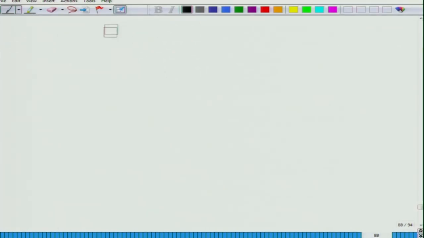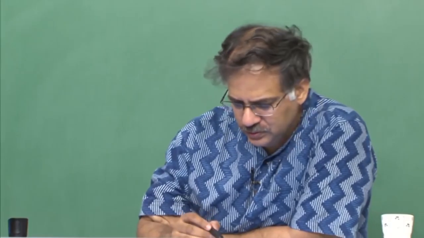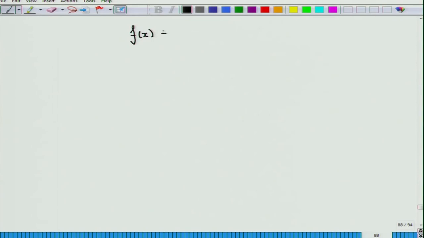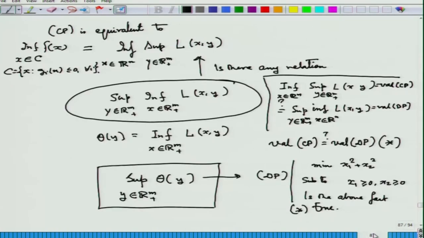Now, let me look at f of x plus... this is my Lagrangian function. Just to recollect from here, and now let me figure out some relationship between them.